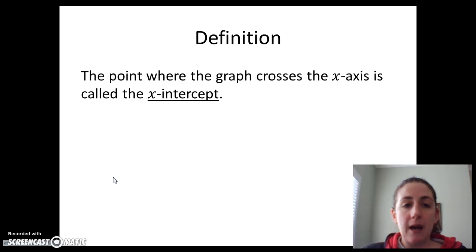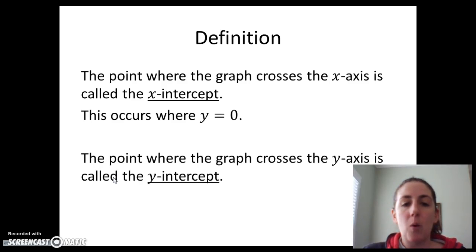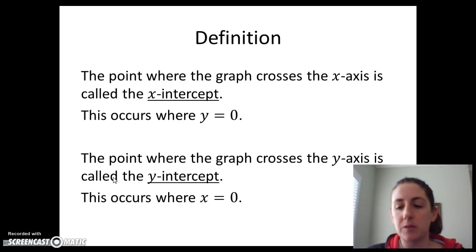Another definition we have: the point where the graph crosses the x-axis is called the x-intercept. So think about where the x-axis is. When you cross there, that's where y equals 0. The point where the graph crosses the y-axis is called the y-intercept. And think about the x value there, the x value 0.